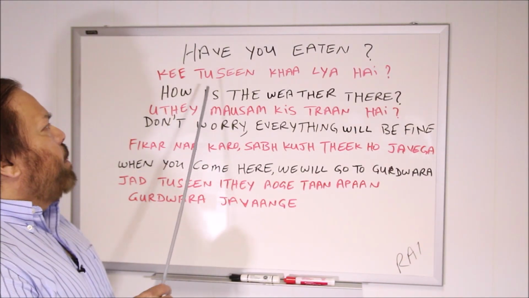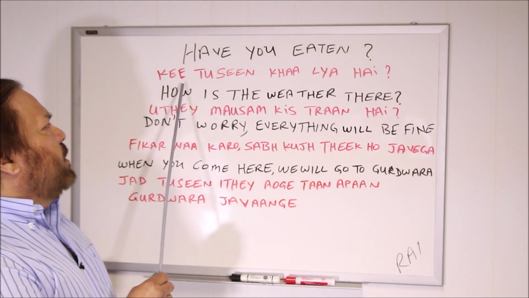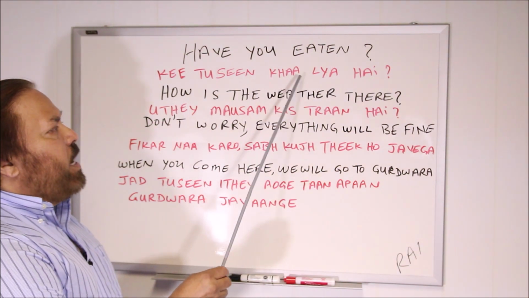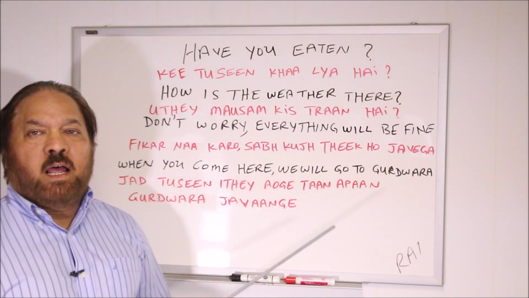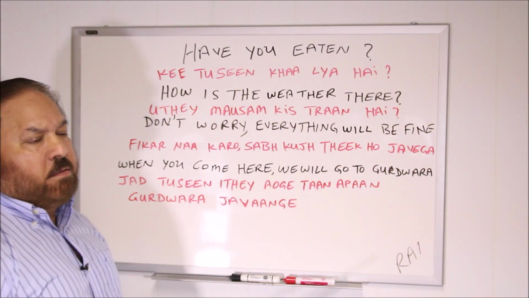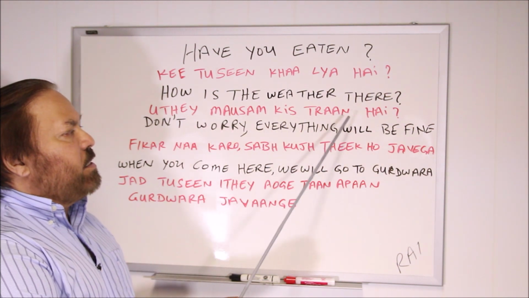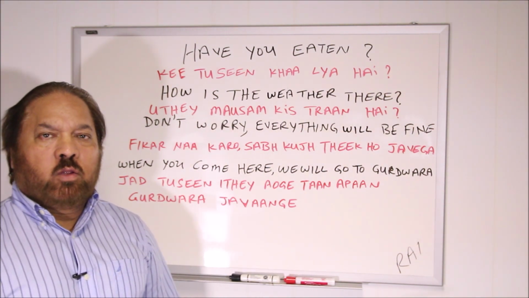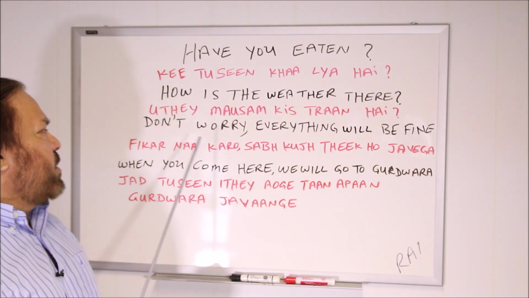The next line is, have you eaten? ਕੀ ਤੁਸੀਂ ਖਾ ਲਿਆ ਹੈ? How is the weather there? ਉੱਥੇ ਮੌਸਮ ਕਿਸ ਤਰ੍ਹਾਂ ਹੈ?